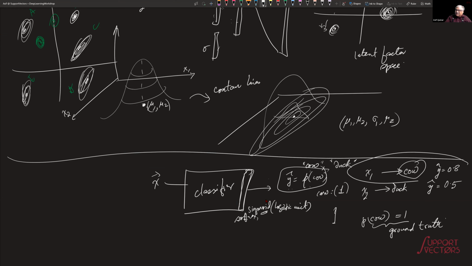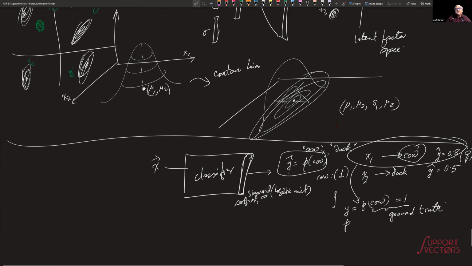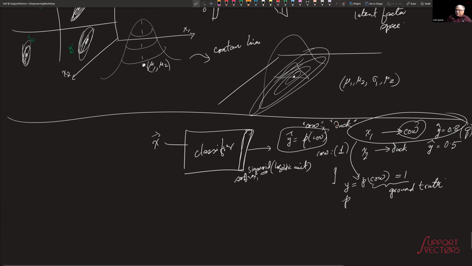Look at this situation. Would you agree that here the ground truth was the probability of cow was 1, which is the y, the ground truth y, the label. And you are predicting a probability of 0.8. So do you see two different probabilities here? You can think of this as P and this as Q. The probability that you predict is Q. Are we together?